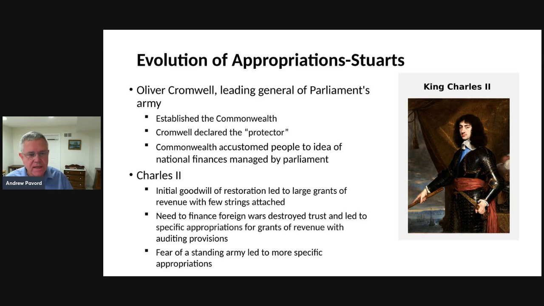But then Charles II started fighting foreign wars, and that distrust between Parliament and the king frayed again. And so Parliament started giving more specific appropriations and put in more stringent auditing provisions. And there was also now a fear of a standing army that wanted the controls. Because remember, Cromwell had established essentially a military dictatorship with a standing army, and the English people are nervous about that.